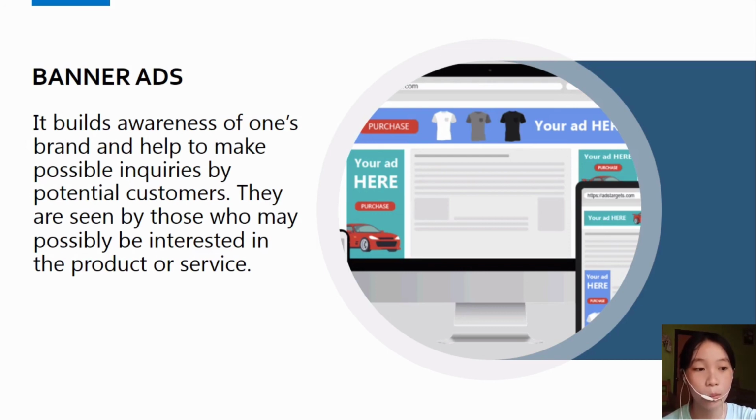Banner ads are image-based rather than text-based. Its purpose is to attract traffic to a website by linking to the website of the advertiser.